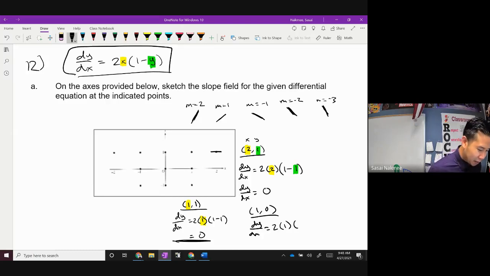Huh, I see a pattern here. When y is equal to 1, this is always going to equal 0. So I can just pretty much say that all these right here are going to equal 0, aren't they?